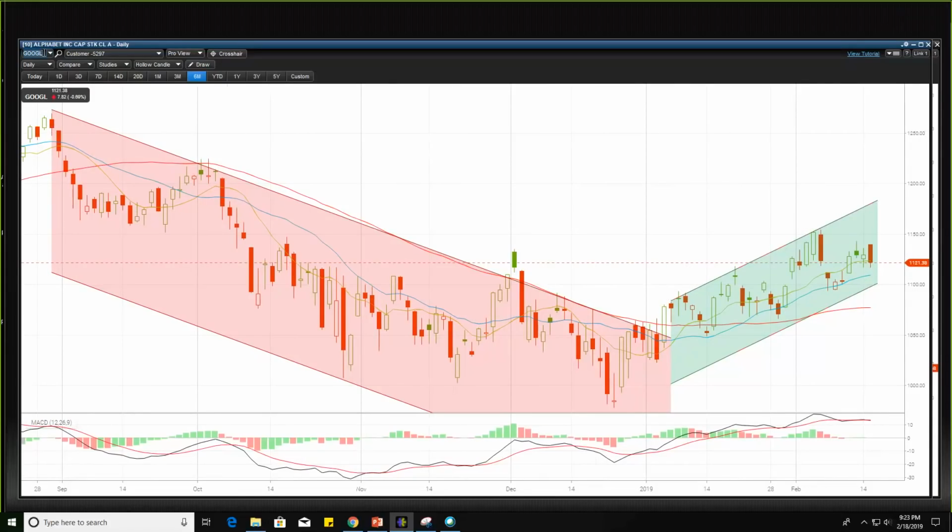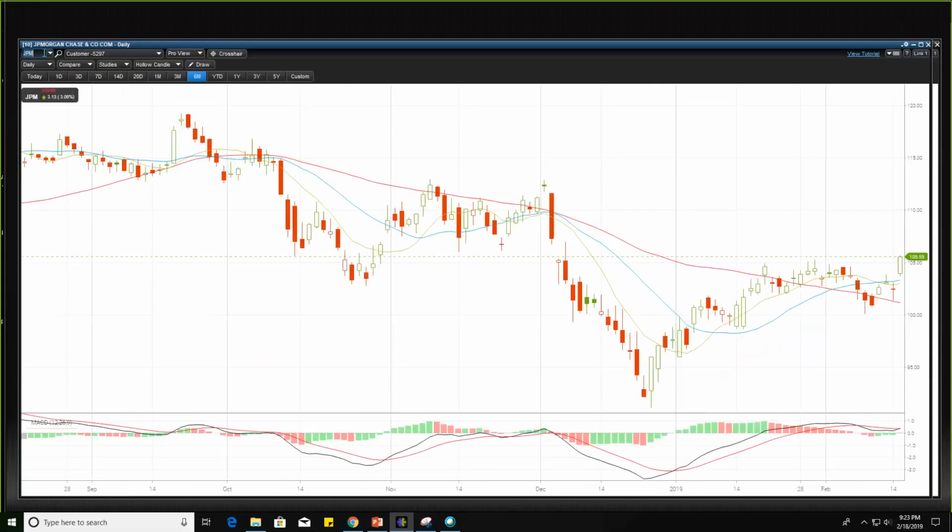Let's take a look at the banks. They have been doing great lately as well.